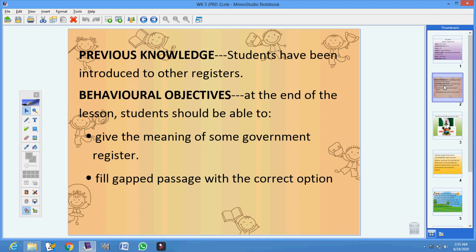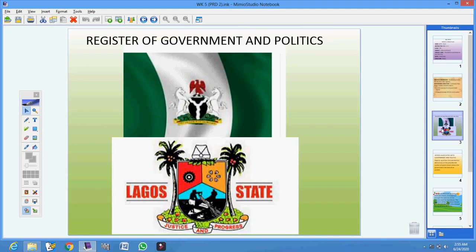Words associated with government and politics. Here we have the Nigerian flag as well as its coat of arms, as well as a symbol of Lagos State's government. These are symbols. Of course, wherever we see this, we know it is our identity, the national flag, green, white, green. Okay?